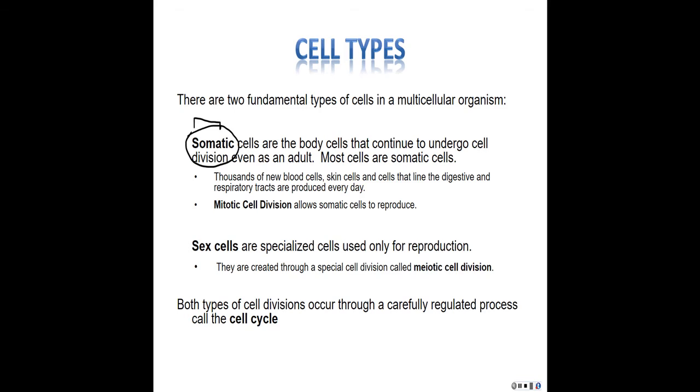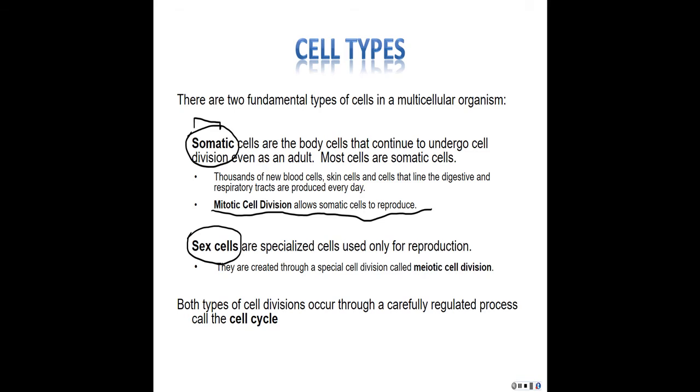And somatic cells divide by mitosis, right? Mitotic cell division allows somatic cells to reproduce. This is your skin, your heart, your liver, your kidneys, whatever. Everything in your body is made of somatic cells. And then in one specialized organ, you make sex cells. Sex cells are specialized cells that bodies produce that are only used for reproduction.